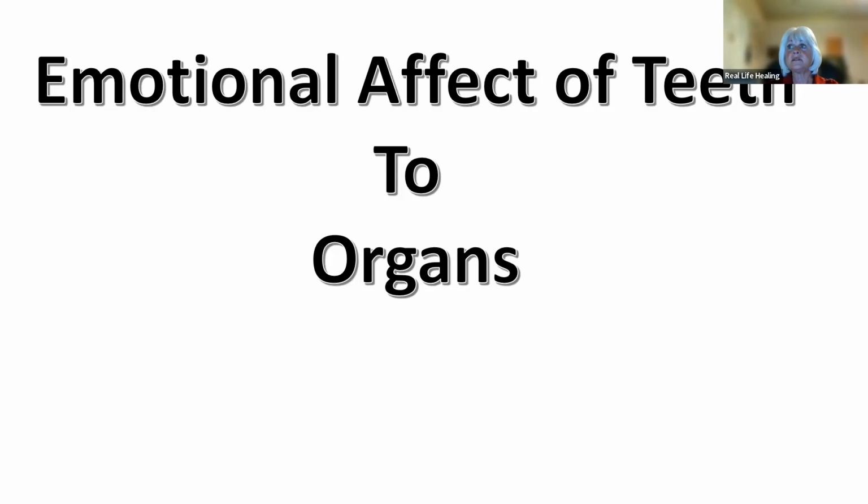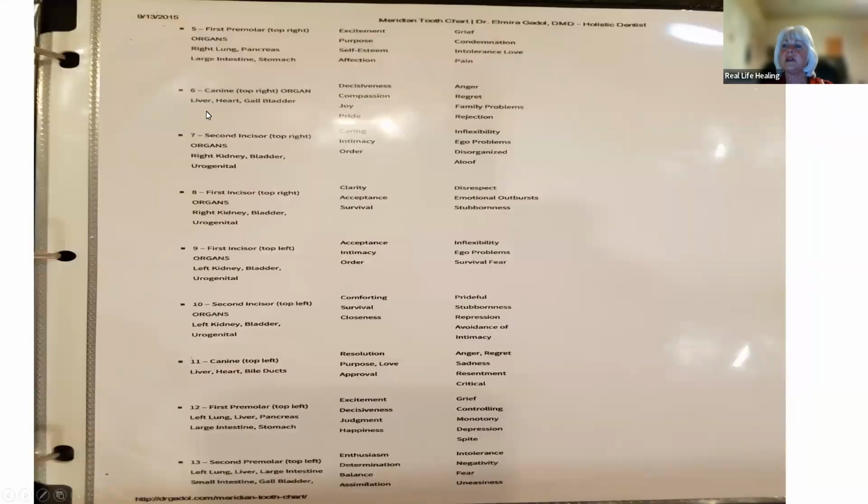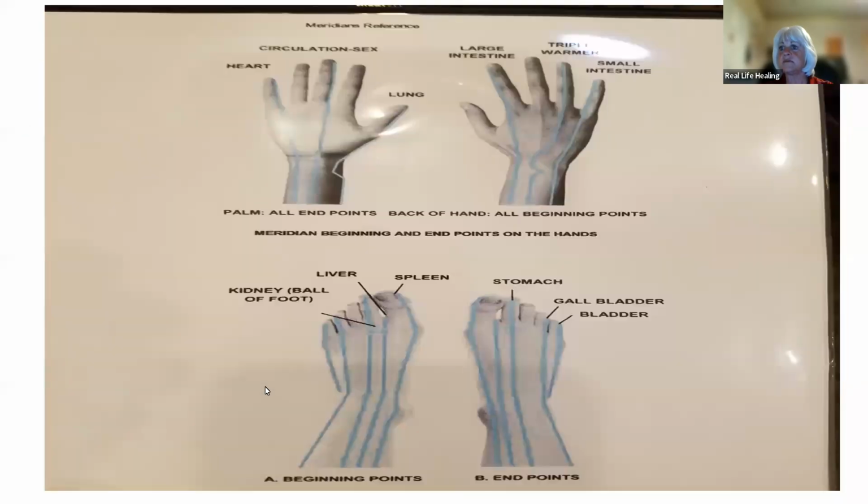So emotional effect of teeth to our organs. I don't know if you can see this, but this one is pretty fascinating too. Again, I think it would help so much if you could go to this website where it's interactive and look. So number 6, the emotional was anger, regret, family problems, rejection. And here you've got some, I need to move this so I can see it a little better. Decisiveness, compassion, joy, pride. Let's go down and see some of our others.